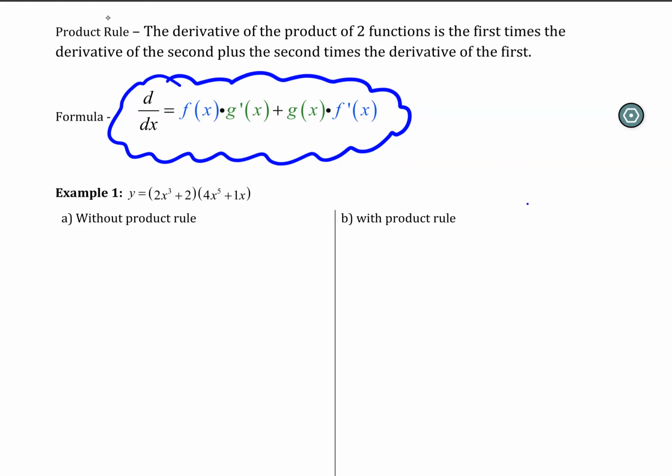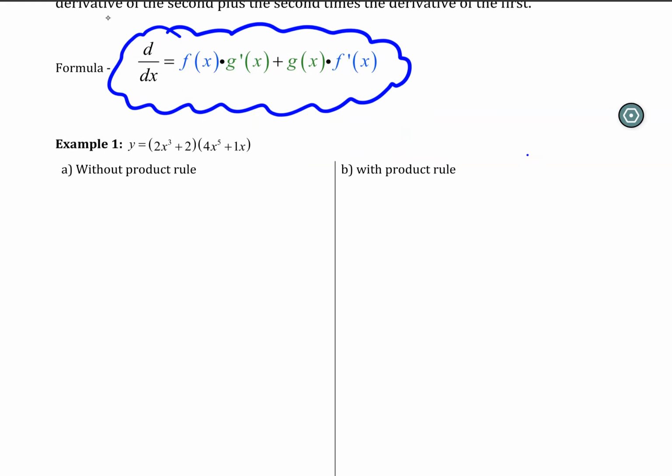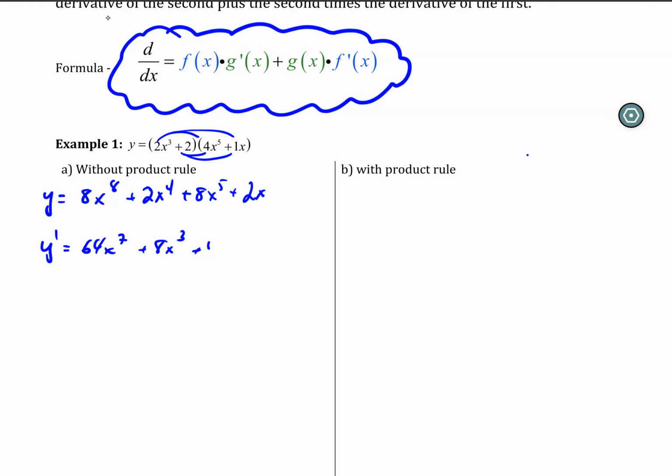I wanted to show you both ways: what we could do without the product rule and how the product rule can help us. If I just distributed this out in this first example, we could use a regular FOIL process and you'd get 8x to the 8th plus 2x to the 4th plus 8x to the 5th plus 2x. Then we produce the derivative: 64x to the 7th plus 8x to the 3rd plus 40x to the 4th plus 2.